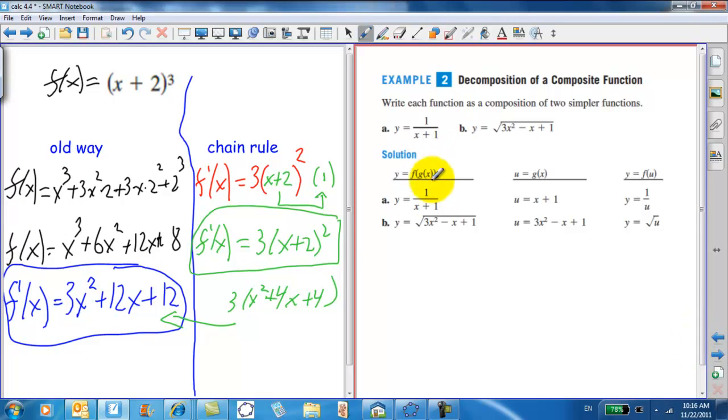Okay, so to use the chain rule, you have to decompose functions. And so here we're just illustrating some ways of thinking of something like 1 over x plus 1 as a composition of two functions. X plus 1 is the inner function in this case. And here y equals the square root of 3x squared minus x plus 1. This inside of the radical, 3x squared minus x plus 1, is the inner function.